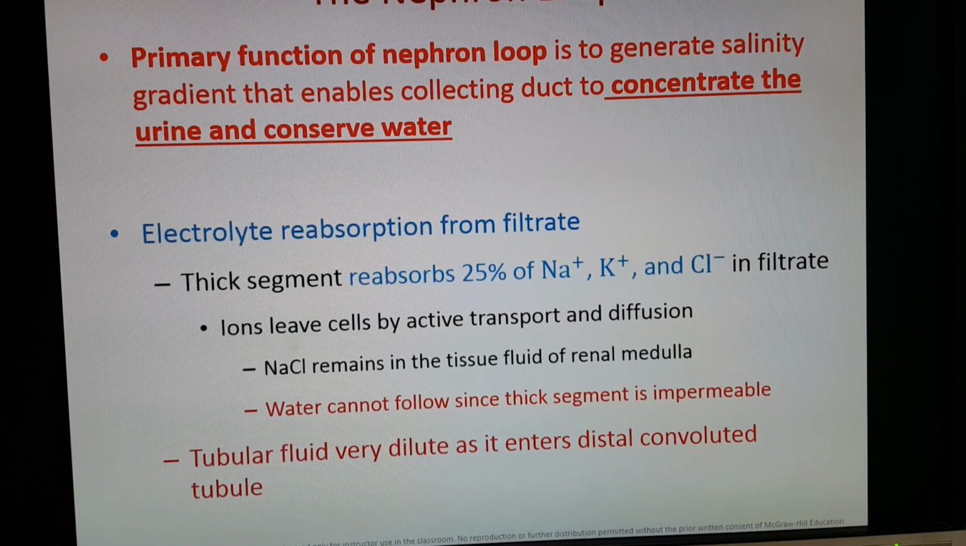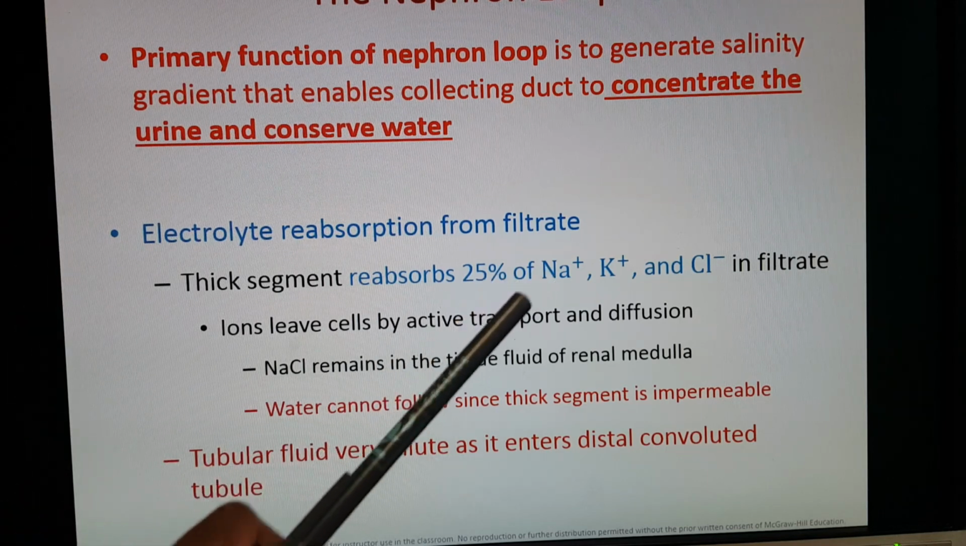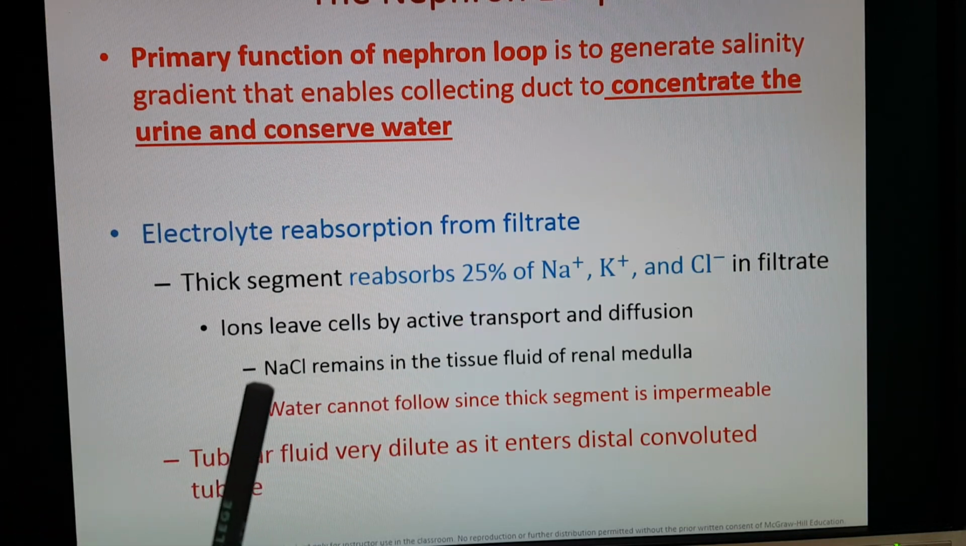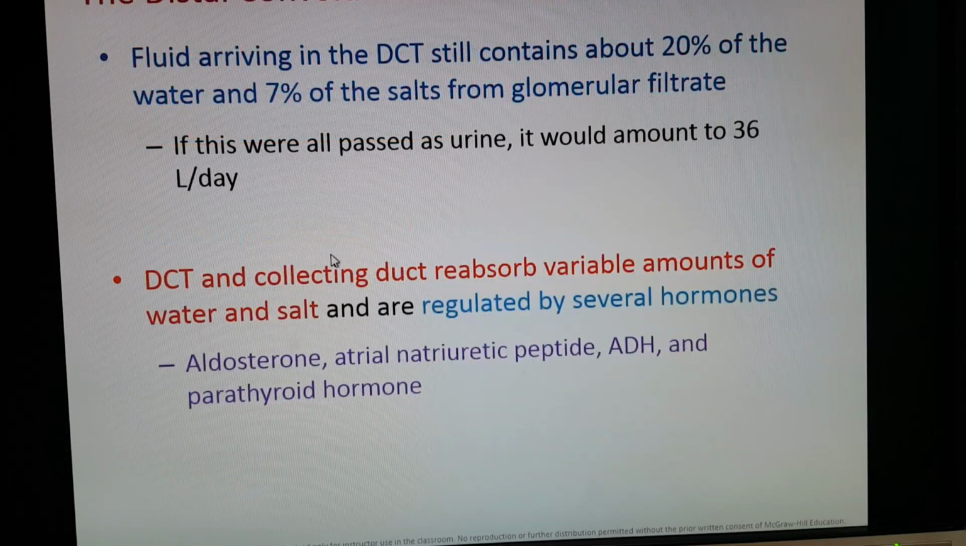So it makes the filtrate very dilute as it goes into the distal convoluted tube. And that helps with the water absorption. So thick segment reabsorbs a bunch of the different electrolytes. That's because it's not permeable to water. And then your thin segment, talk about later how that allows it to bring water into the cell, and then as well as you go into the distal convoluted tube.